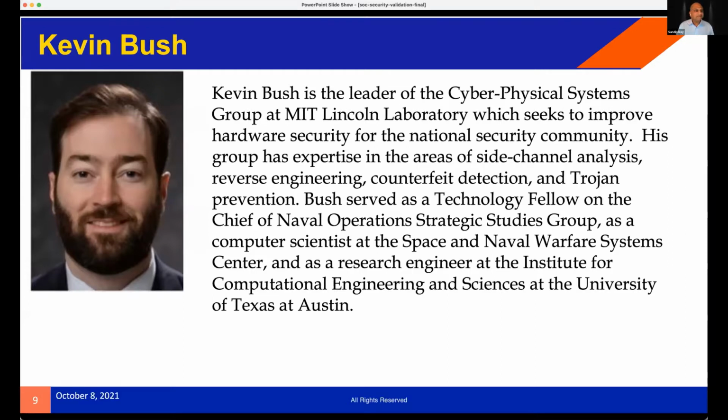So now with the opening statements, Kevin Bush is the leader of the Cyber Physical Systems Group at MIT Lincoln Lab, which seeks to improve hardware security for the national security community. His group has expertise in side channel analysis, reverse engineering, counterfeit detection, Trojan prevention. He has served as a technology fellow on the Chief of Naval Operations Strategic Studies Group, as a computer scientist at Space and Naval Warfare Systems Center, and as a research engineer at the Institute of Computational Engineering and Sciences at University of Texas at Austin. So with that, I will let Kevin take the floor.